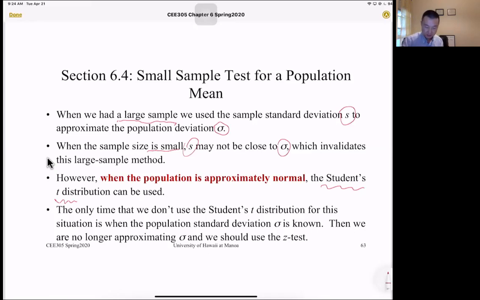And here it says, if in a case we do know the population standard deviation, then we should not use the Student's t distribution. Then we should use the normal distribution, the Z table, instead. But this is a special situation, only when the population sigma is known.